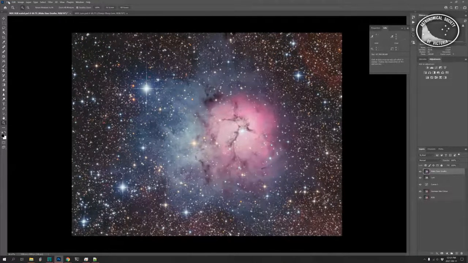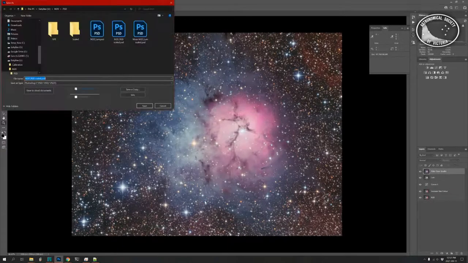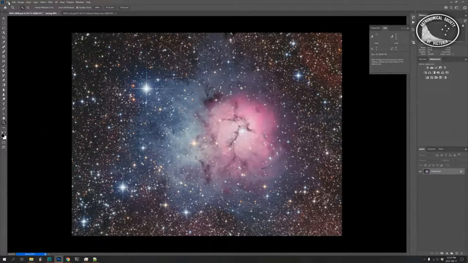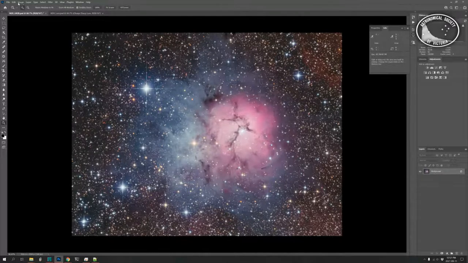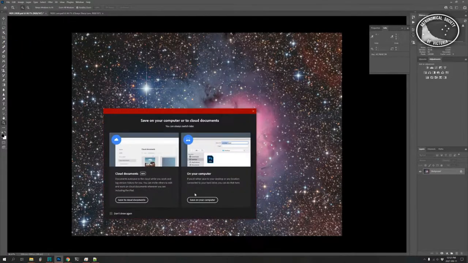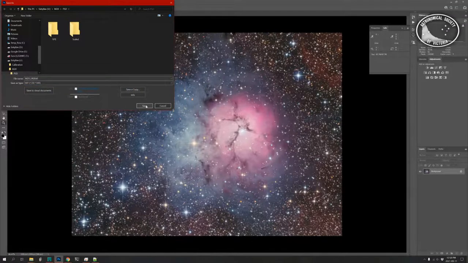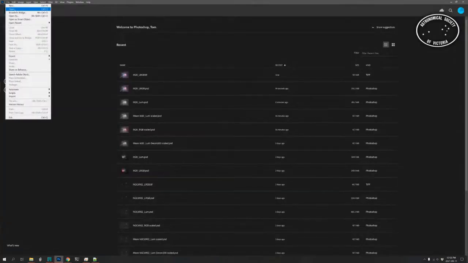So there we are. That is file save as. That's our finished LRGB image. Let's call it that. Let's flatten it. And file, save as, I'm going to save it as a TIFF. And close all of these. Now I can open it up again.